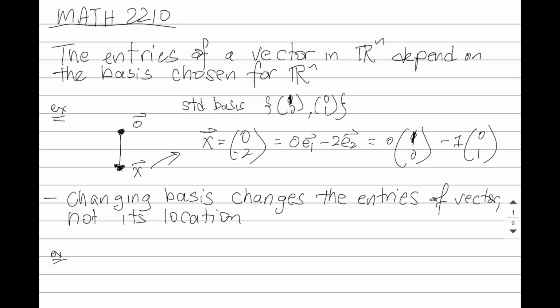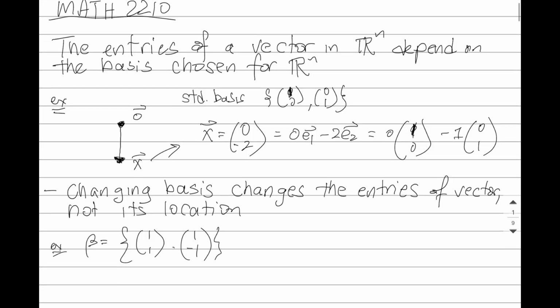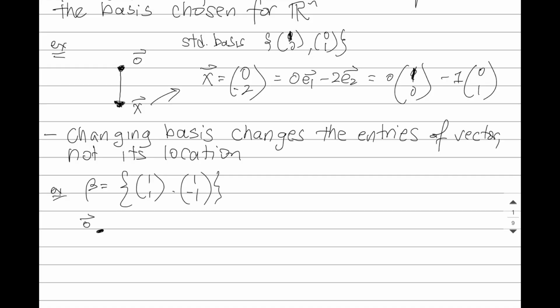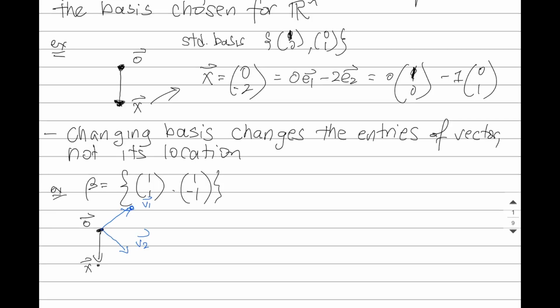location. So, for example, if we wanted to use a different basis for R2, then the vector that we've got still remains the same. What will change is the set of instructions for how to get to this vector. So let's call this vector V1, and we'll call this vector here V2. The vector x can be represented as -1 bunches of V1 and 1 bunch of V2.